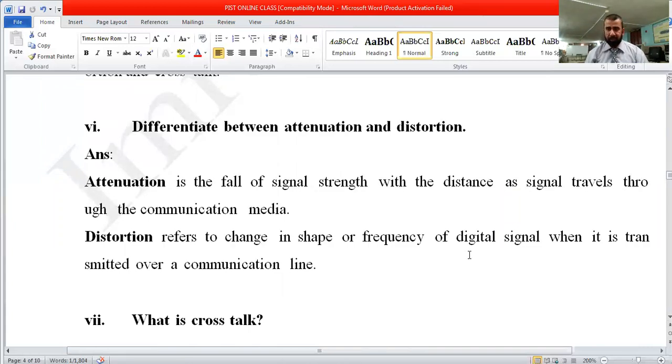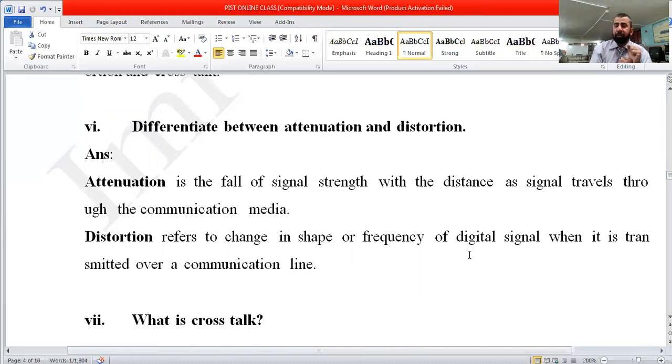Let's say you are sitting in your room at your home, and you're communicating with the USA or Pakistan. There is much more distance between these two countries. So it could be possible that your signals fall. So this is called attenuation. It is a fall of signal strength with the distance as signals travel through the communication media.